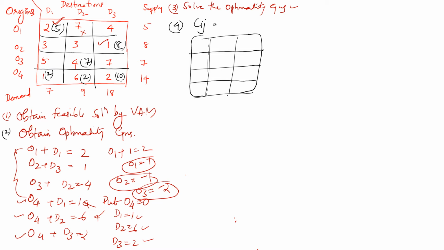Okay, this is an allocated cell. Put into in all the allocated cells. This is an allocated cell. I put into here. This is an allocated cell. This is an allocated cell. This is an allocated cell. Right. I put into in all those allocated cells.